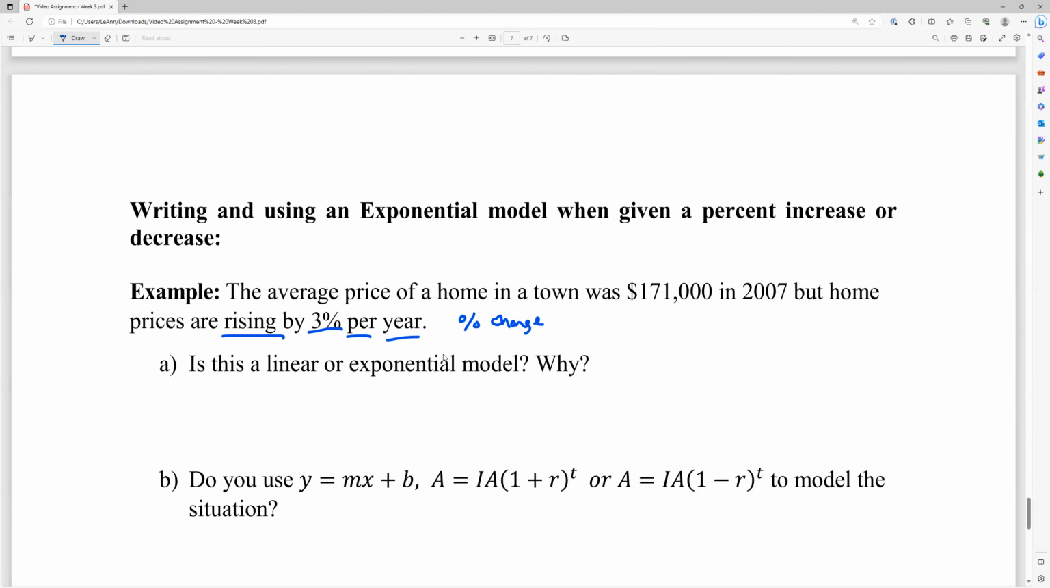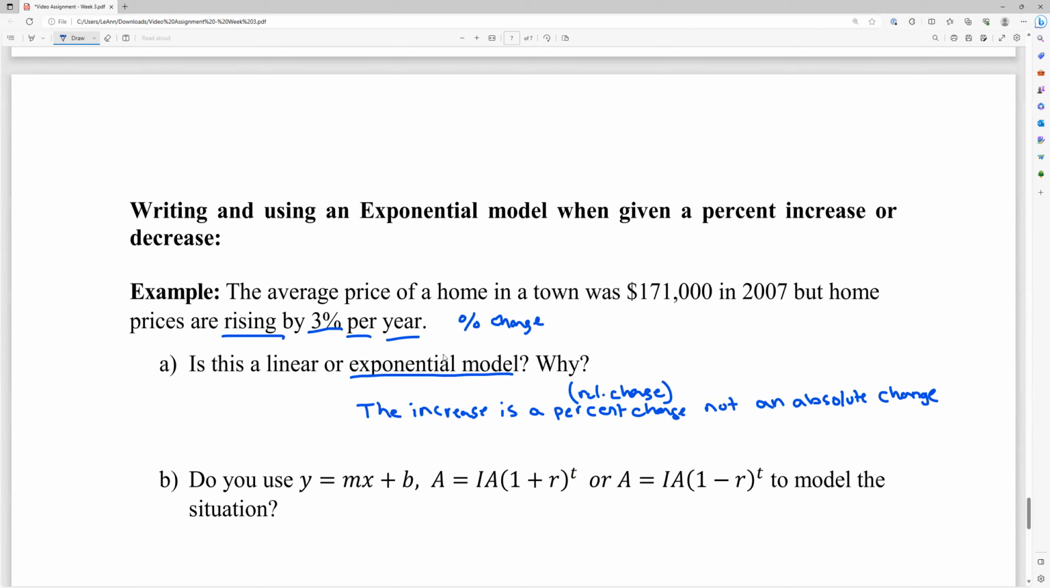Okay. So when you have a percent change, you're going to have an exponential model. And the reason for that is the increase is a percent change or relative change, if you want to think of it as a decimal, not an absolute change. So if you're doing linear, it's absolute change. It would be increases by $3,000 per year. It would be dollars, which is what our unit was in, okay? But if it's exponential, it's going to be rising or falling by a percentage or a relative change, okay?